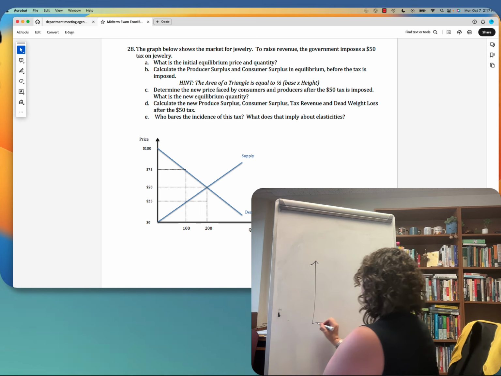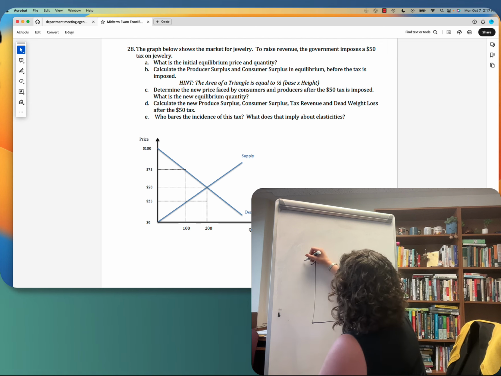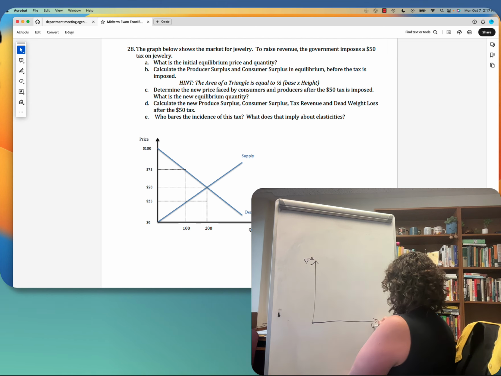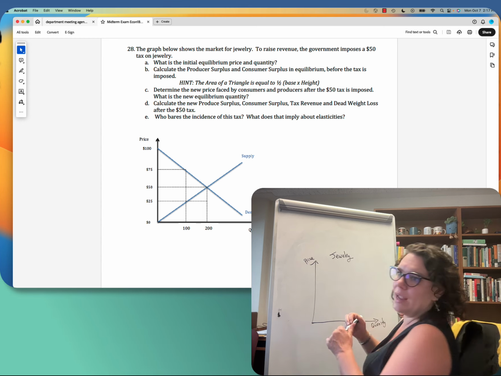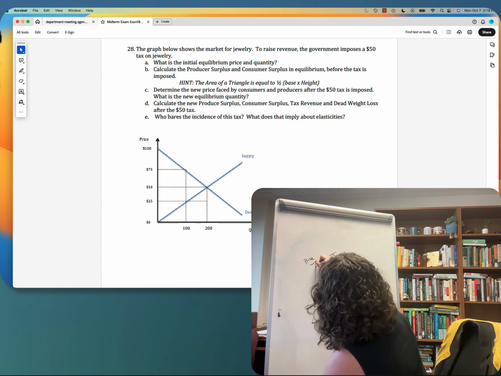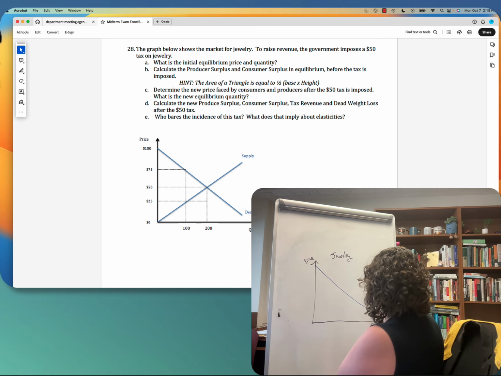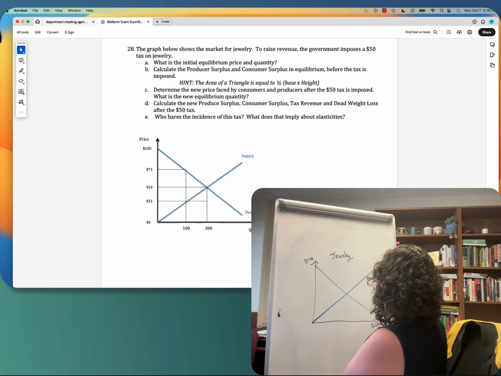So I'm going to try and replicate this graph to the best of my ability up here, and then maybe we'll look at it on the paper too. But we have price and quantity, and this is the market for jewelry. And we have a downward sloping demand curve. And an upward sloping supply curve.